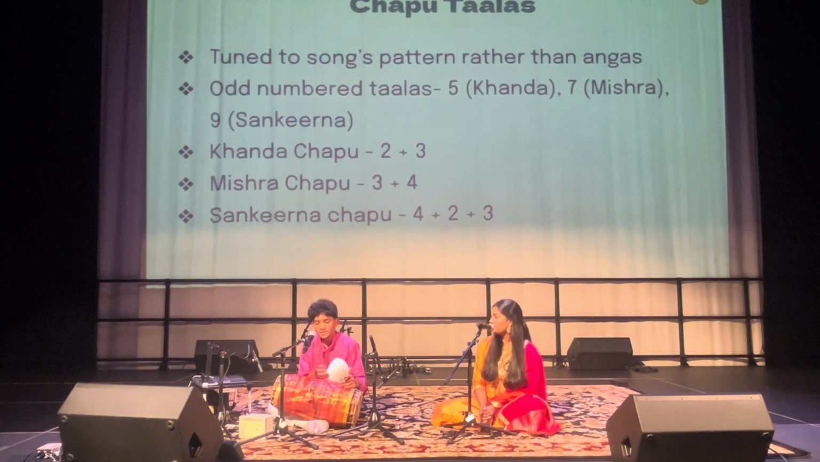So it comes like this. Takkita, takka, timmi, takkita, takka, timmi. Finally, we have Sankirna Chapu, which is a 4 plus 2 plus 3 structure. So it comes like this. Takka, timmi, takka, takkita, takka, timmi, takka, takkita, takka.